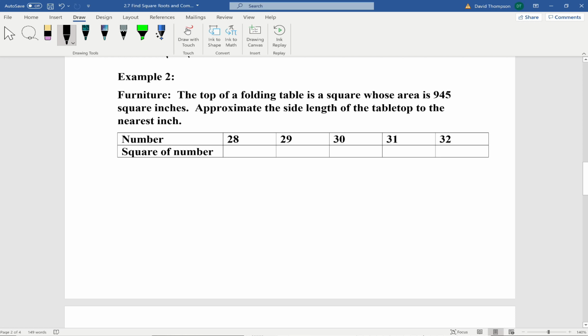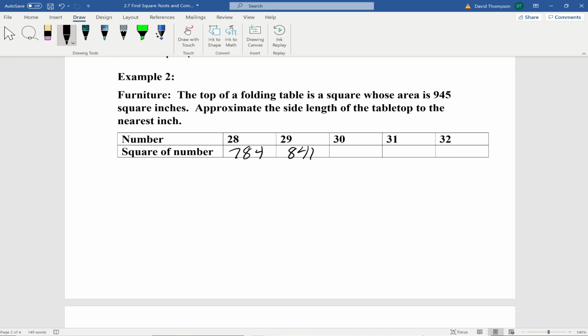Example 2, furniture example. The top of a folding table is a square whose area is 945 square inches. Approximate the side length of the tabletop to the nearest inch. So if we weren't given a calculator, or we didn't have a square root button, what we would do is try squaring numbers that we know are possibly 945. So we do 28 squared. That would be 784. So let's see what 29 squared is. That would be 841. So we're getting closer to 945.